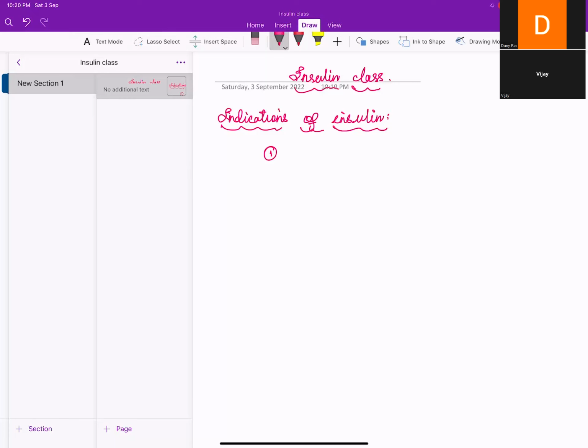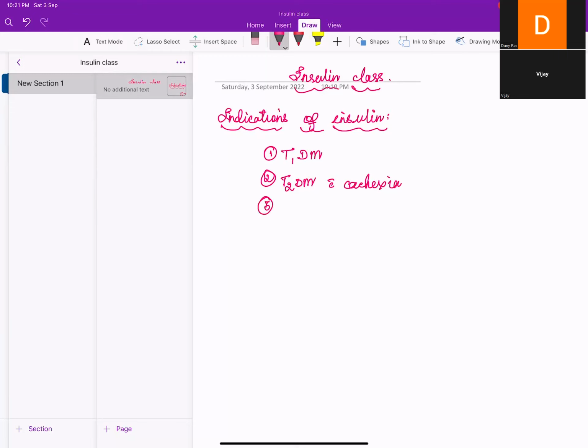Yes, indications of insulin. First is type 1 diabetes. Then T2DM with cachexia, because insulin is an anabolic hormone. So whenever a type 2 diabetes patient, rather than being obese, starts to lose weight, that definitely becomes an indication to start insulin.